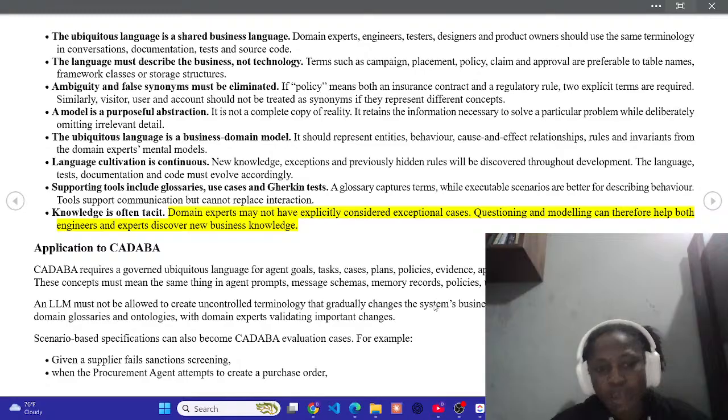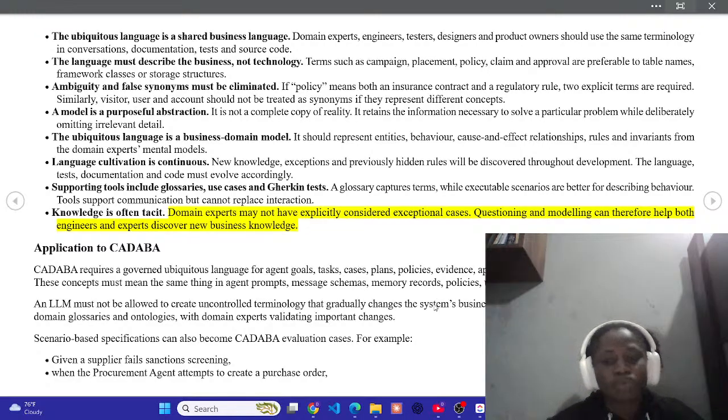So an LLM must not be allowed to create uncontrolled terminology that gradually changes the system's business meaning. Even though CADABA is built on a foundation model, and foundation models can change, they can come with their own understanding. You must not allow the understanding of the language model to change the cognitive architecture of your agents. Okay, that is why policy is there. Policy guides the LLM on what it can inject into the system and what it cannot.